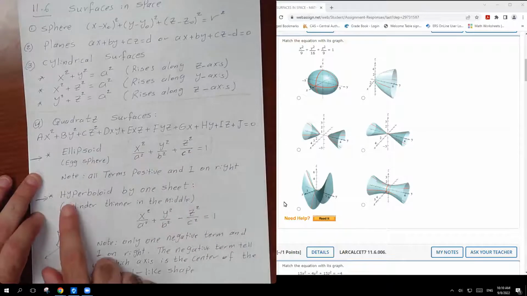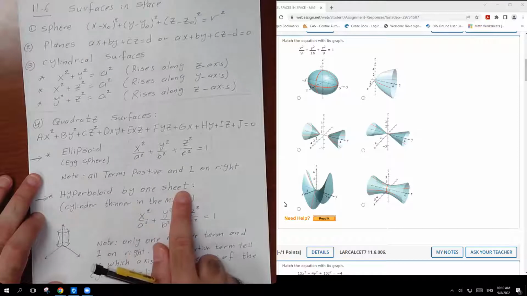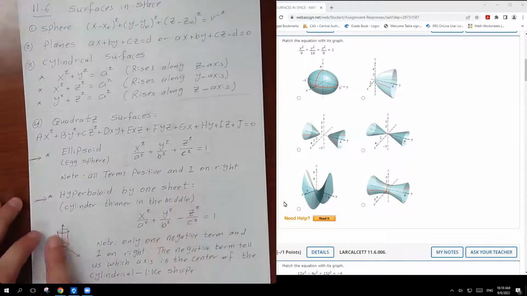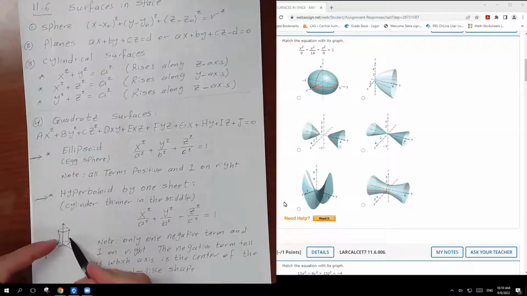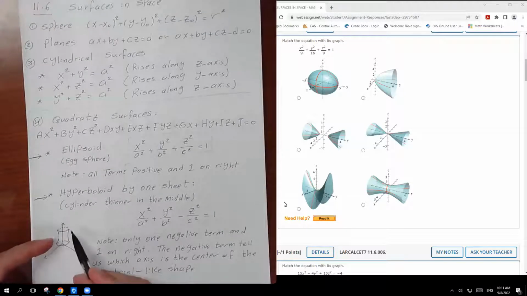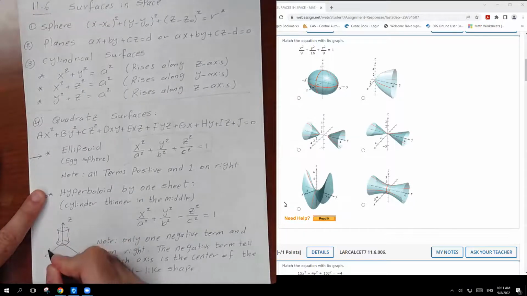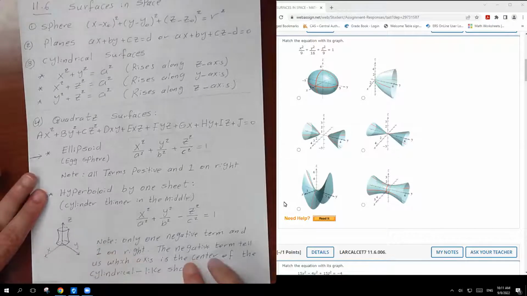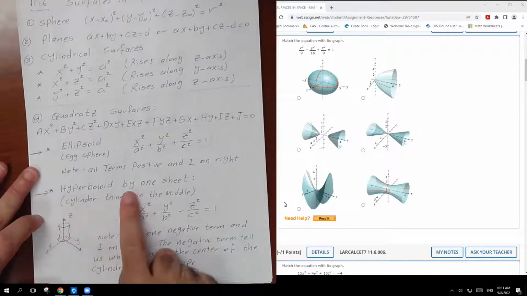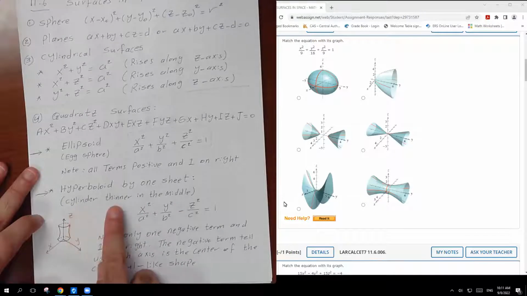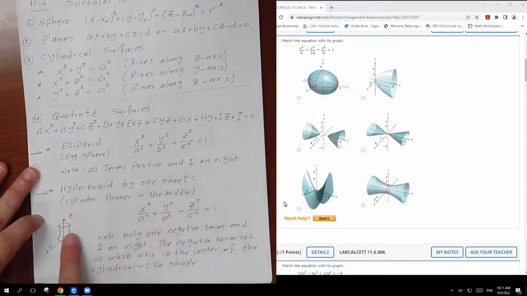The second one, hyperboloid of 1 sheet. It looks like a cylinder, but it's going to be thinner in the middle. On this shape, it goes along the z-axis. Let's say this is x, this is y. So check the hyperboloid of 1 sheet. It's a cylinder thinner in the middle.